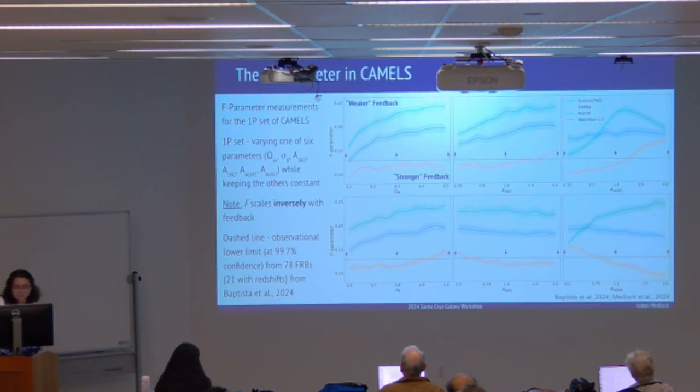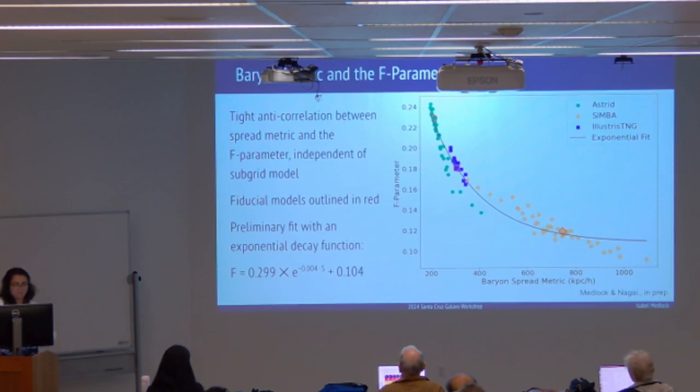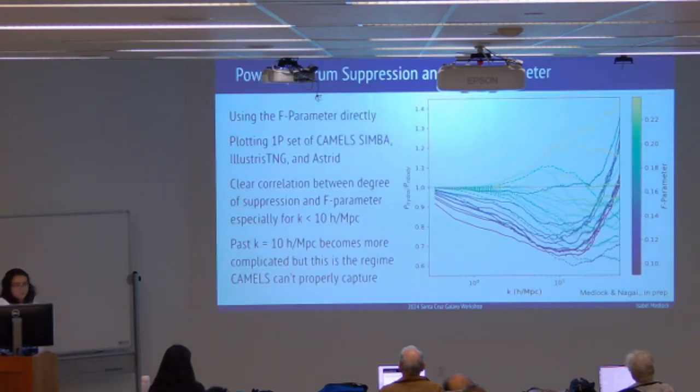After doing this calculation, we thought a bit about Matt's paper and the baryonic spread method, and we were curious what that looked like. We plotted our F parameters against Matt's baryonic spread method, and we found a pretty tight correlation between two pretty independent subgrid models. We fit it with a preliminary exponential decay function. Taking this, we then measured the matter power spectrum ratio, hydro over N-body, and colored this ratio by the F parameter. You can see a pretty clear correlation between the degree of suppression in the spectrum and our F parameter. It's something we want to work on more, as we're in the initial stages.